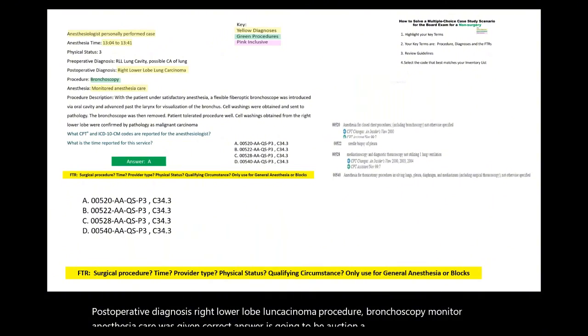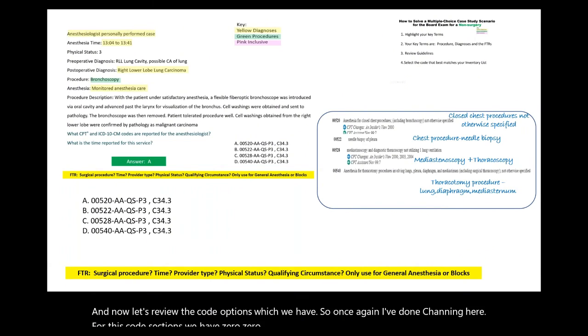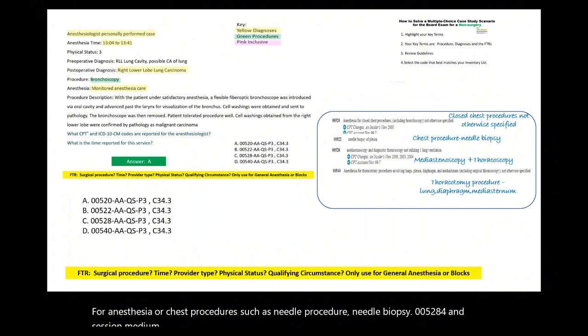Now let's review the code options which we have. Once again, I've done chunking here for these code sections. We have 00520, anesthesia for closed chest procedures not otherwise specified. 00522, anesthesia for chest procedures such as needle biopsy. 00528, anesthesia for mediastinoscopy and thoracoscopy, and 00540 for thoracotomy procedures, lung, diaphragm and mediastinum.